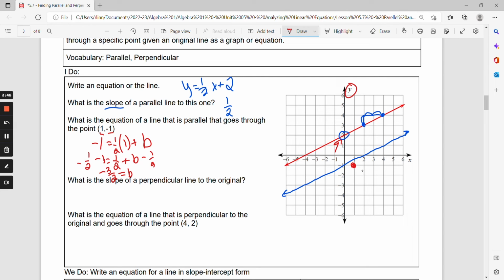So now I remember that my parallel line has a slope of 1/2. Now I can see that my y-intercept is -3/2. So I can write an equation now for that line. y equals mx plus b. m is 1/2. My x is my input, plus my y-intercept, which is -3/2. Or we could write that as y equals 1/2 x minus 3/2. Either one would be correct.